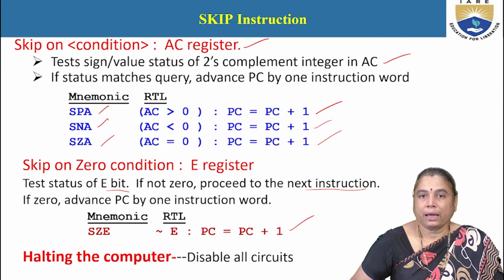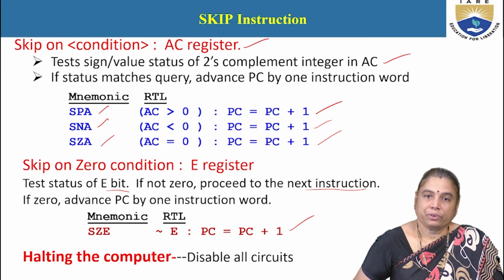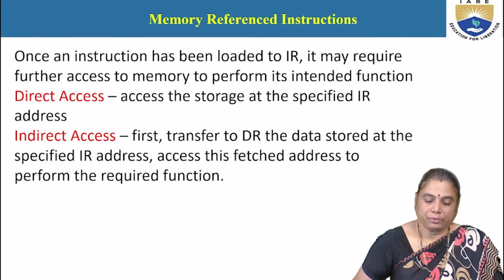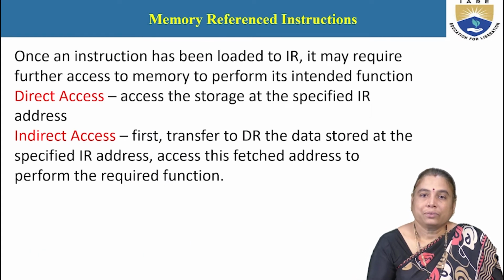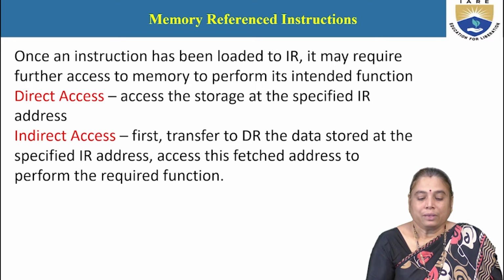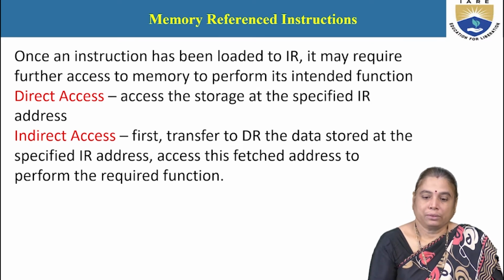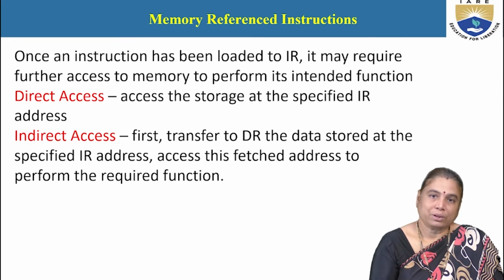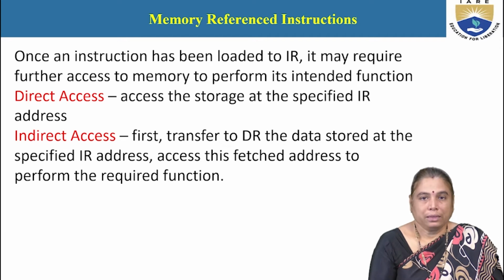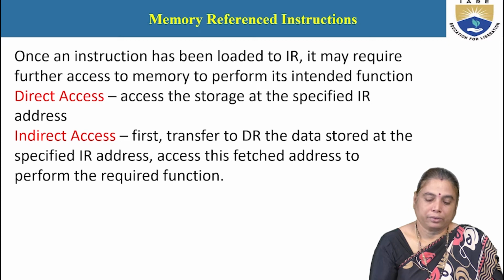They can be grouped as the clear and complement instructions, the shift instructions, and the skip instructions. The next category of instructions are memory referenced instructions. Once an instruction has been loaded into the instruction register, it may require further access to memory to perform its intended functionality. This can be direct access or indirect access.